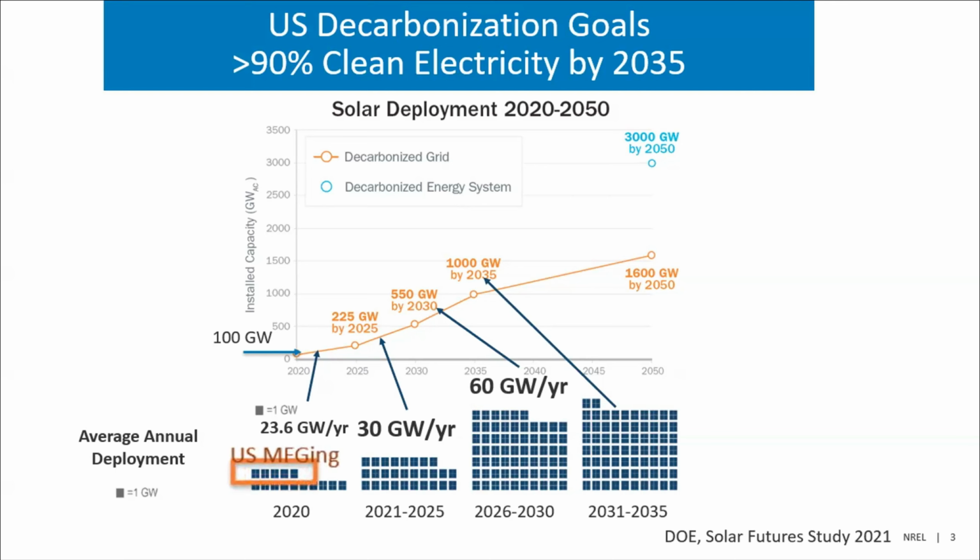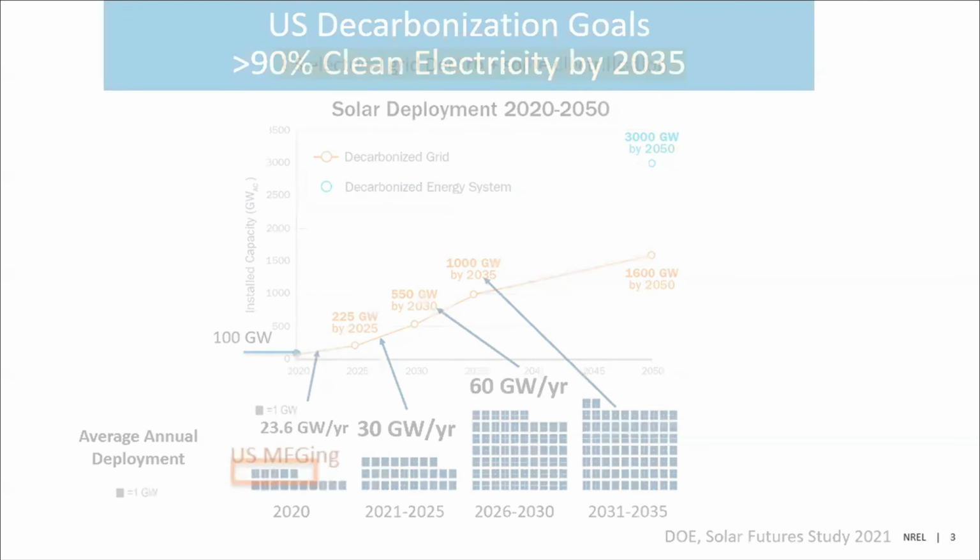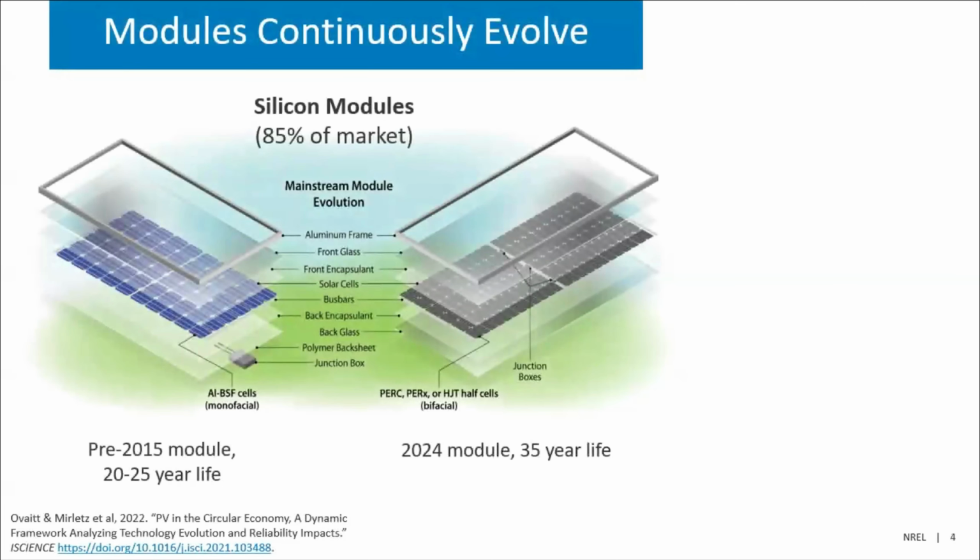In terms of manufacturing, the US has some manufacturing, it's going to grow, but the whole world will also have factory goals. And PV has evolved very, very quickly. In terms of technology, it looks completely different than it did 10 years ago.